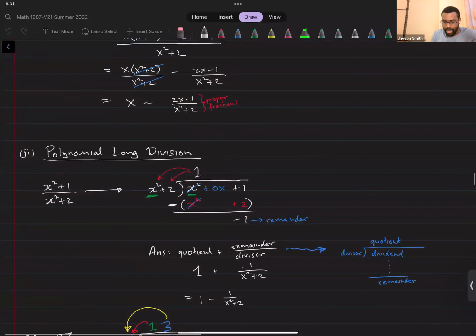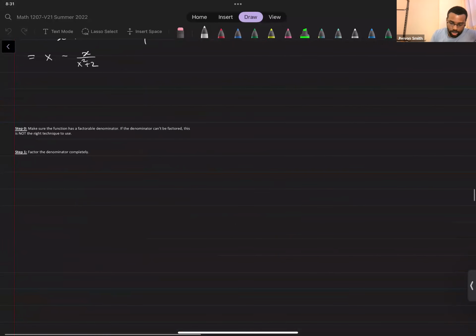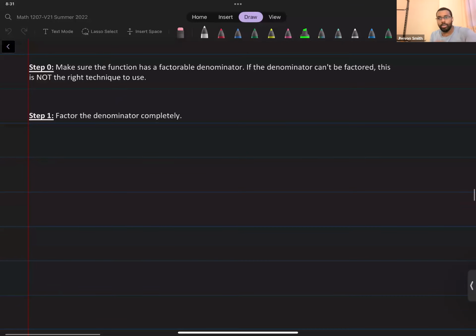Now, let's say you've done that. The next thing you're going to want to know is to make sure that the denominator is factorable, and then you want to factor the denominator completely. Okay, and at this point, I think I'm going to skip this, because if you don't know how to factor polynomials, that's something that we need to look up.